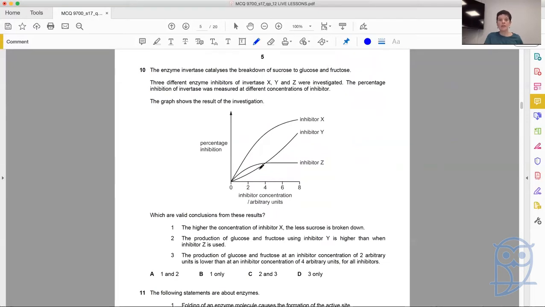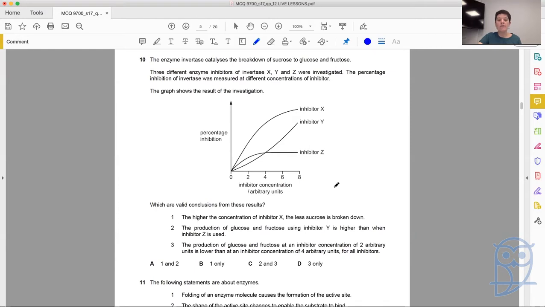Question 10. The enzyme invertase catalyzes the breakdown of sucrose to glucose and fructose. 3 different enzyme inhibitors of invertase, X, Y, and Z, were investigated. The percentage inhibition of invertase was measured at different concentrations of inhibitor. So we've got the concentration of inhibitor, and we look at how much it inhibited. So increasing concentration. So we have 1, 2, 3, 4, 5 different experiments, for example, for X, for Y, and for Z. They then ask us which are valid conclusions from these results.